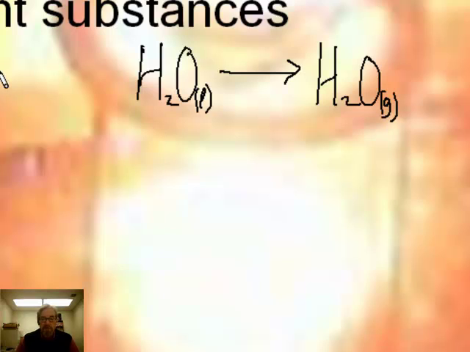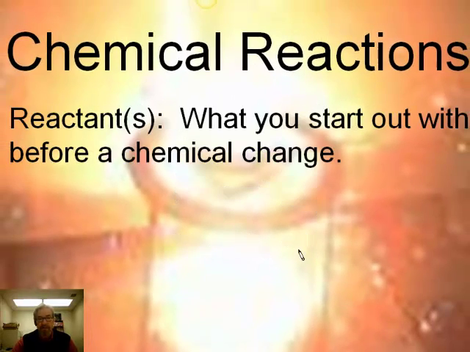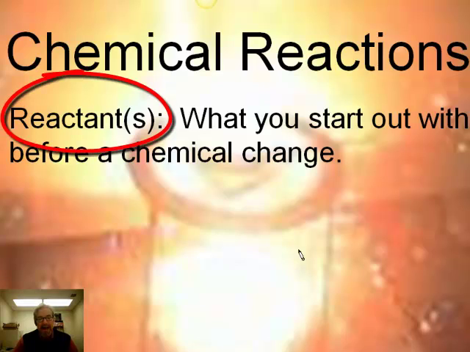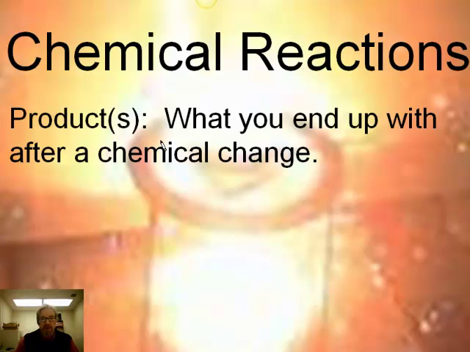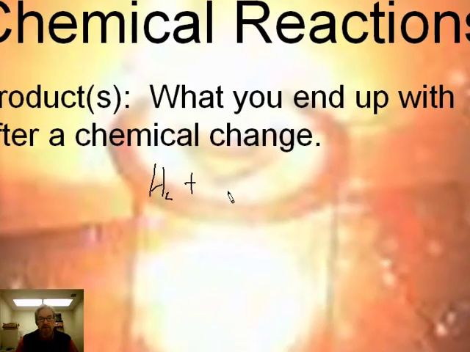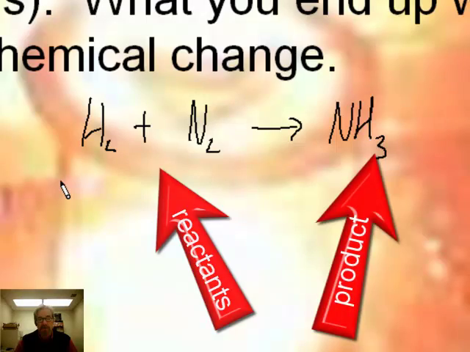Here's something that would be a chemical change. If I started out with water, like you did in a lab earlier in this year, and I split it up into hydrogen and oxygen, that is a chemical change because what I end up with is different from what I started with. In chemical change, what we start out with before the chemical change takes place is called reactants. Products are what you end up with after the chemical change has taken place. So in the example where hydrogen is reacting with nitrogen and producing something called ammonia, the reactants are hydrogen and nitrogen. Ammonia is the product.